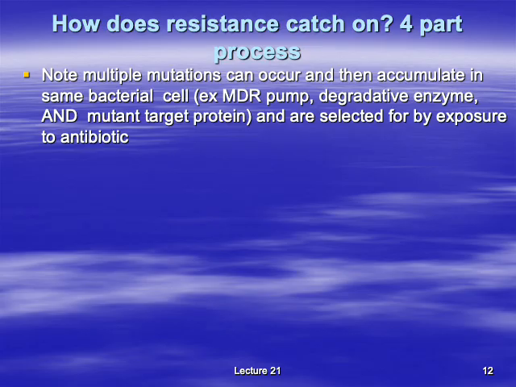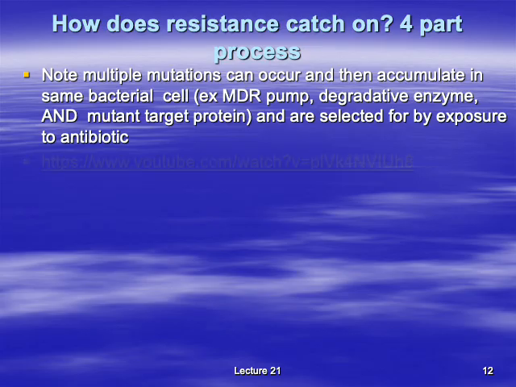And let's say this doesn't happen in the same cell, but happens once, one generation, and then the second generation, the degradative enzyme, and the third generation, there's the mutant target protein. Now, what happens is the mutations are accumulating, we'd say, in that strain. And they're kept around because there's always that exposure to the antibiotic.